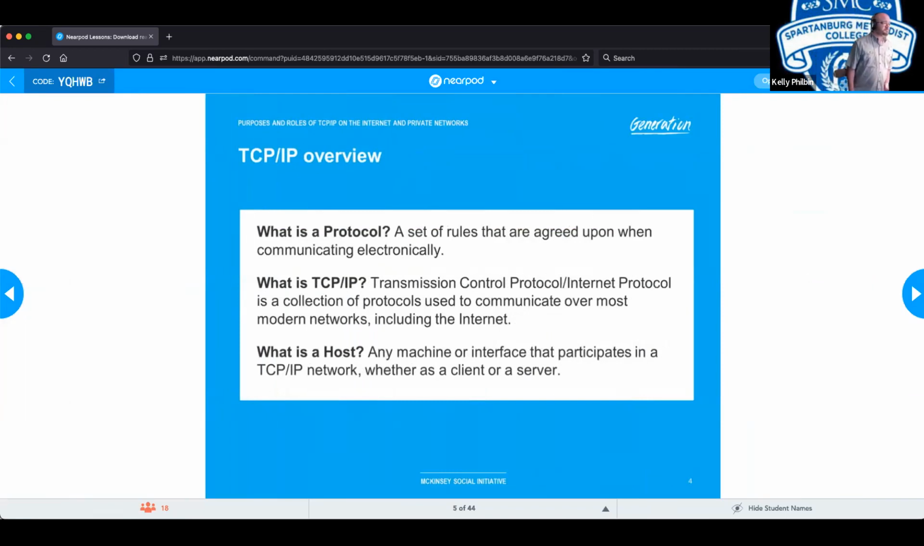First, TCP/IP overview. What exactly do we mean when we say the word protocol? It's basically a fancy way of saying these are the rules agreed upon by everybody for how electronic devices are going to communicate. It's a protocol. This is how we're going to talk to each other. We're going to use this language at this speed over this mode of communication.